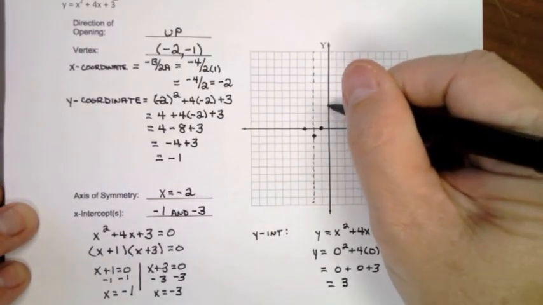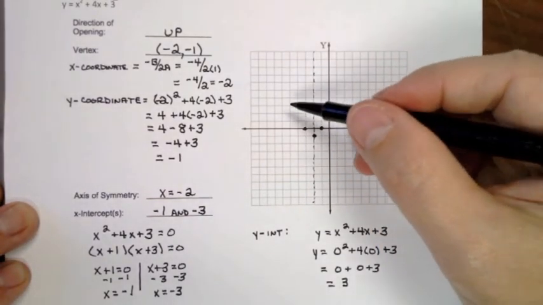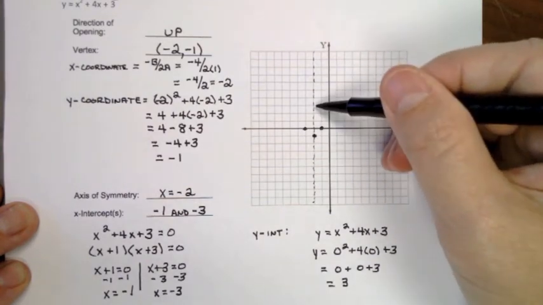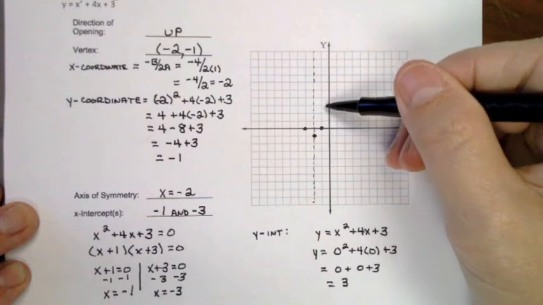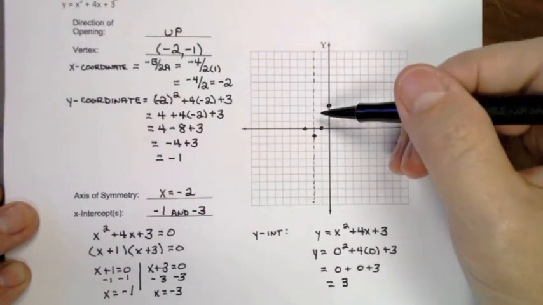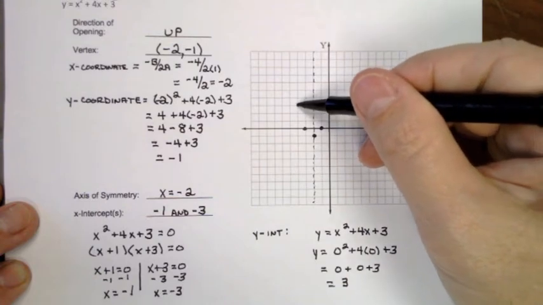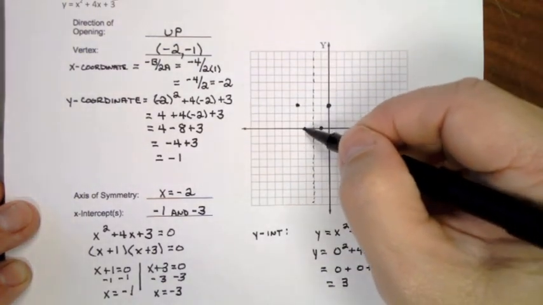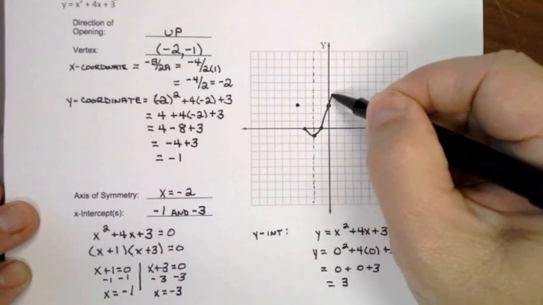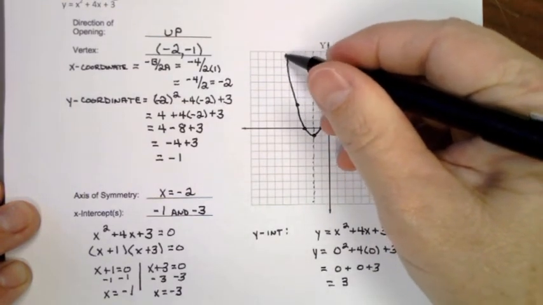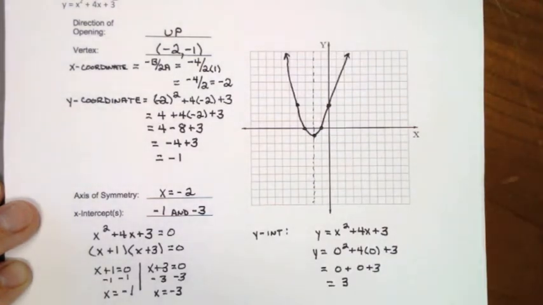1, 2, 3. I can generate another point over here on this side by using this axis of symmetry. This point right here is 2 spaces away on this side. That means there's going to be another point 2 spaces away over here on this side. 1, 2. That helps me graph this. Remember, parabolas are shaped like U's. So what I'm going to do is make a smooth line like this. And this gives me an idea of what this graph is going to look like.